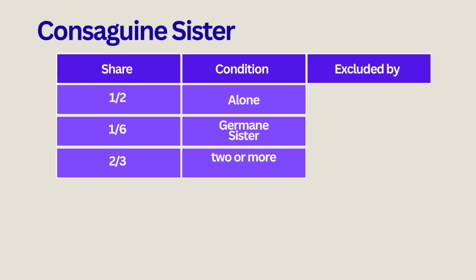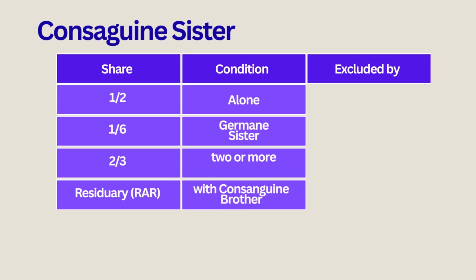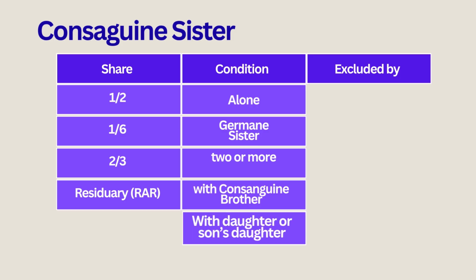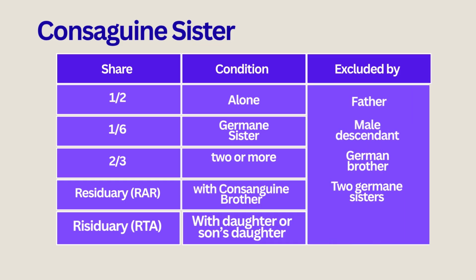When she survives along with a consanguine brother, they both become residuaries, sharing the remainder of the estate in the ratio of 2 shares for the male and 1 for the female. If she survives with a daughter or a son's daughter, she also becomes a residuary, under what we call residuary together with another's rights, or simply RTA. We'll discuss this category in a later video. Finally, the consanguine sister can be excluded by male descendants, by the father, by a full brother, and by default by 2 germane sisters.